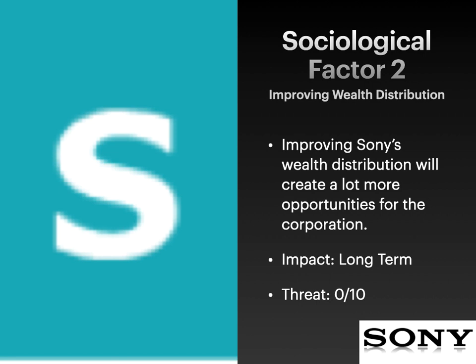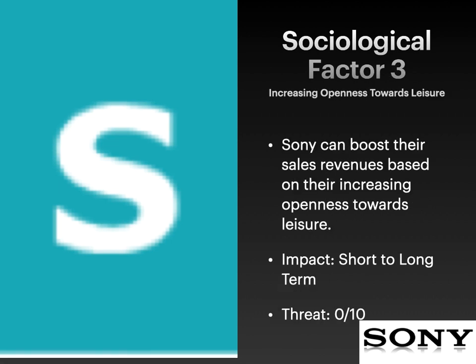Sociological factor number 2, improving wealth distribution. Improving Sony's wealth distribution will create a lot more opportunities for the corporation. The impact is considered to be long-term. The threat, 0 out of 10. Sociological factor number 3, increasing openness towards leisure. Sony can boost their sales revenue based on their increasing openness towards leisure. Impact is to be expected short to long term. The threat is 0 out of 10.